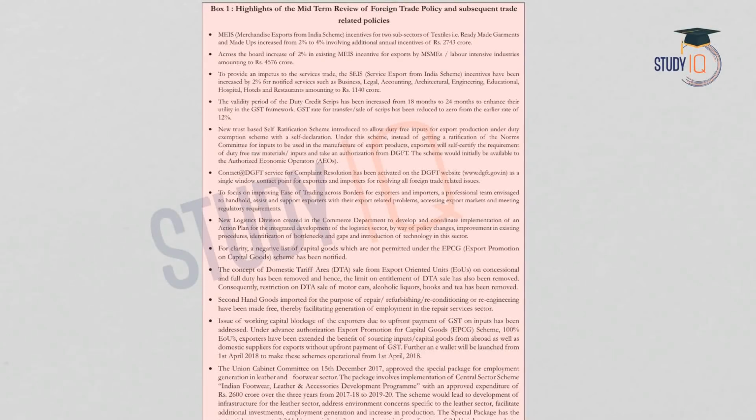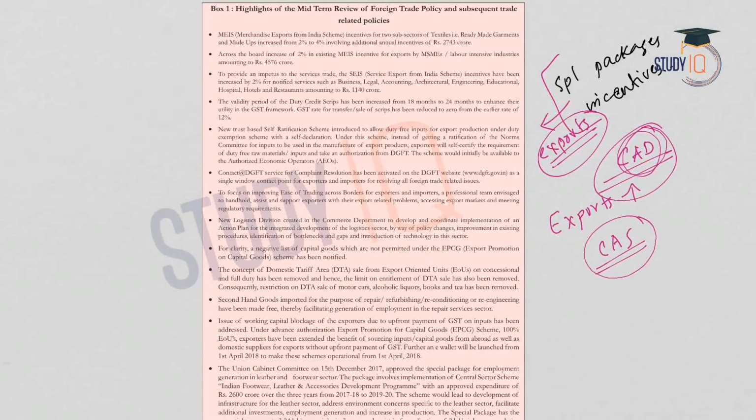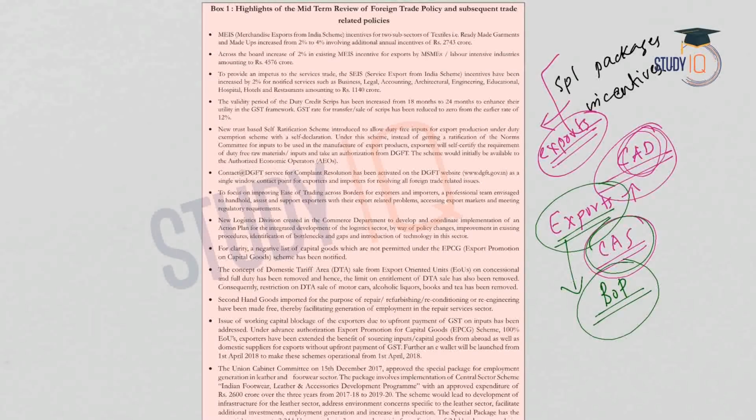In the midterm review of trade policy, certain sectors were provided with special packages, incentives, etc. The reason was in order to promote the exports from these sectors. So we have seen exports play a major role in controlling the current account deficit. So if only the exports are improved, then the current account deficit situation will improve. Ideally, for an economy, current account surplus should be the best situation. So if current account has to move into a surplus, the exports will have to increase over the imports, and this will also help the balance of payment situation to be better off.